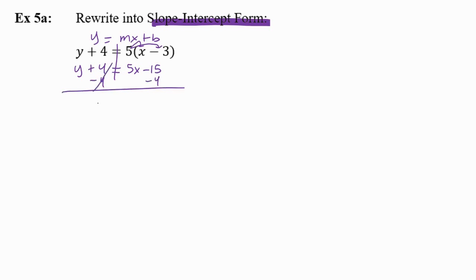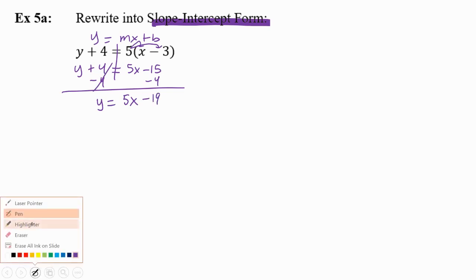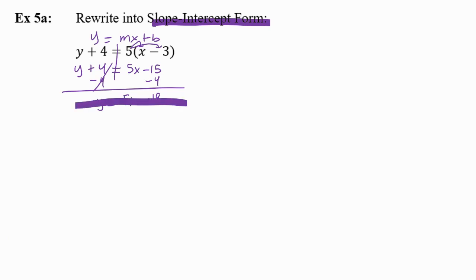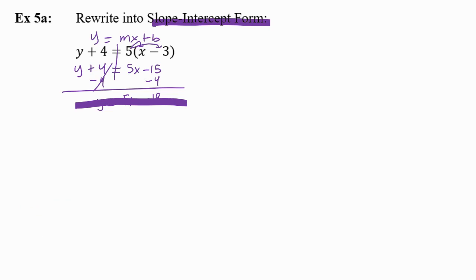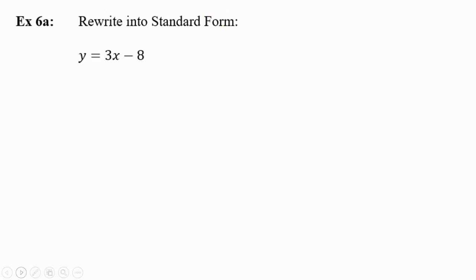4 minus 4 is 0. We can bring down the y. On the right, 5x has nothing to combine with. -15 minus 4 will give me a -19. And then final answer. Oh, maybe I shouldn't use that color. Hang on. Let's use a different color highlighter. So slope-intercept form will be y equals 5x minus 19.